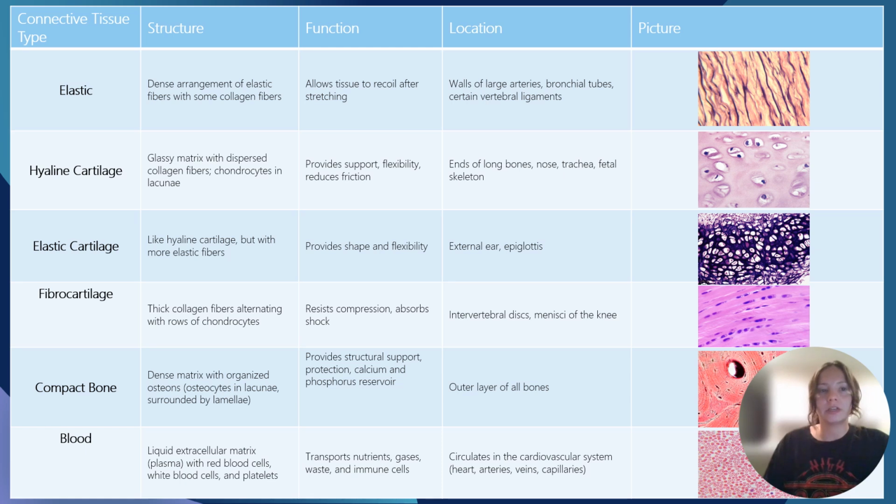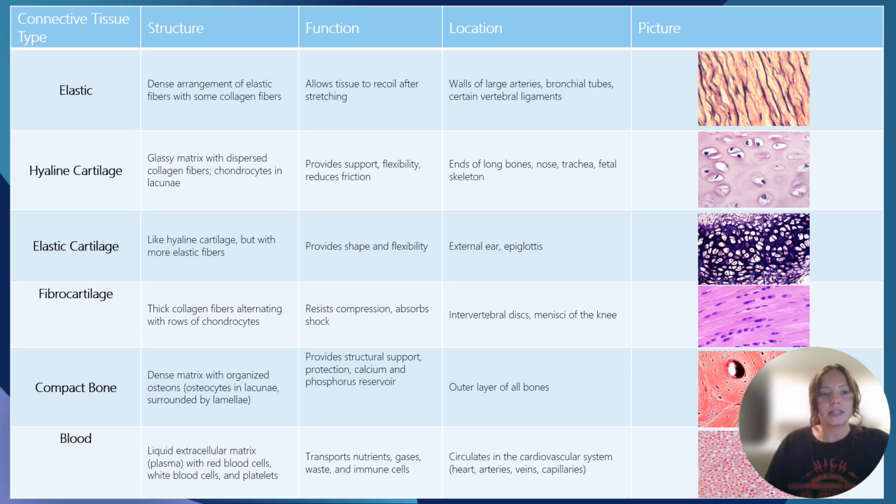Going on to more types of connective tissue, you have elastic connective tissue. This is a dense arrangement of elastic fibers with some collagen fibers. The function is it allows tissues to recoil after being stretched. The location of this are the walls of the large arteries, such as the aorta, bronchial tubes, or certain vertebral ligaments. Then we have the hyaline cartilage, which is the glassy matrix with dispersed collagen fibers. It provides support, flexibility, and reduces friction. You can find this within the end of the long bones, nose, trachea, or fetal skeleton.